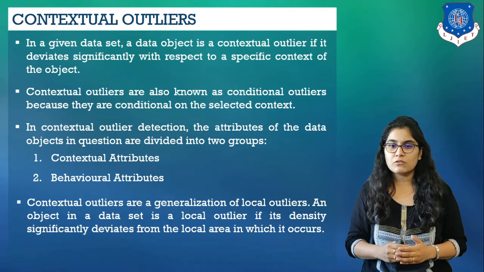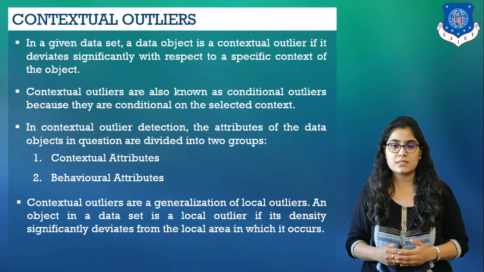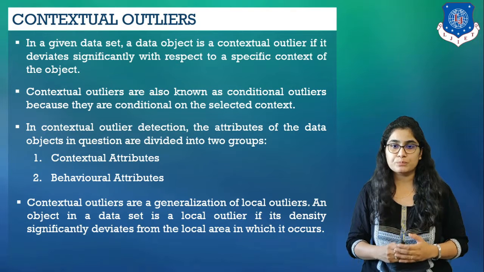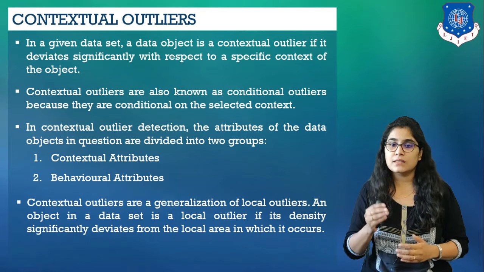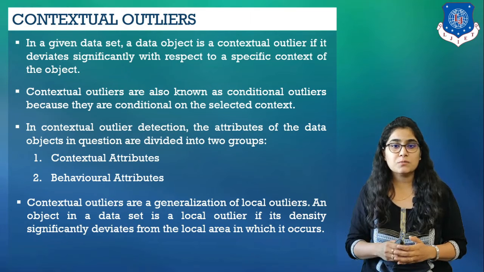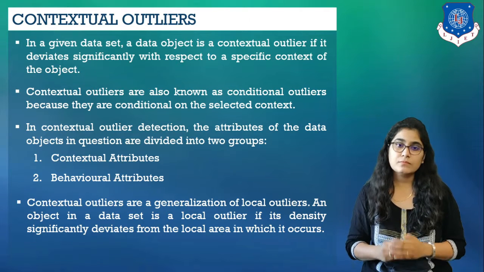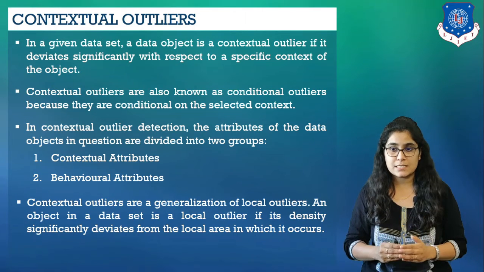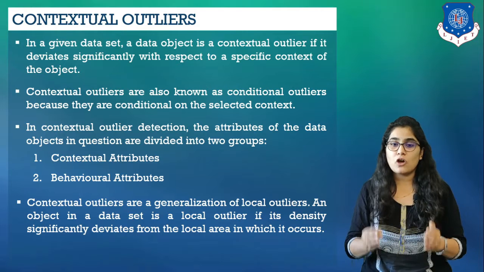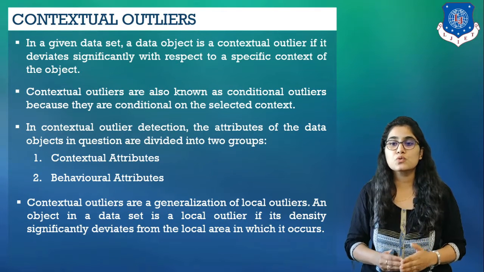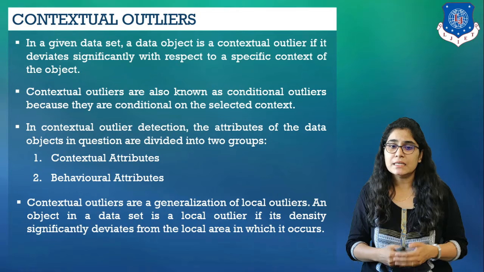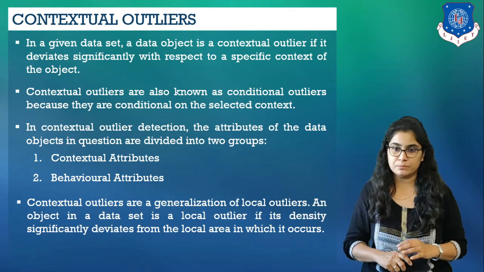Generally, in contextual outlier detection, the attributes of the data objects in question are divided into two groups. First, contextual attributes. The contextual attributes of a data object define the object's context. In the temperature example, the contextual attributes may be date and location. Second, behavioral attributes. These define the object's characteristics and are used to evaluate whether the object is an outlier in the context to which it belongs.